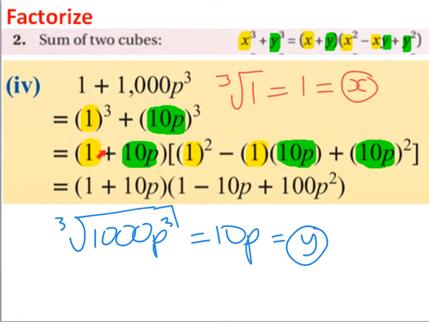So 1 plus 10p, we don't do anything with that, we just bring it straight down. 1 squared is 1, minus 1 times 10p is just minus 10p, and then 10p squared is going to be 100p squared, because 10 squared is 100 and p squared is just p squared. So here we have our answer, what's inside the brackets. Now, just like in the last example, you can multiply this out and you'll get back to what you started with.